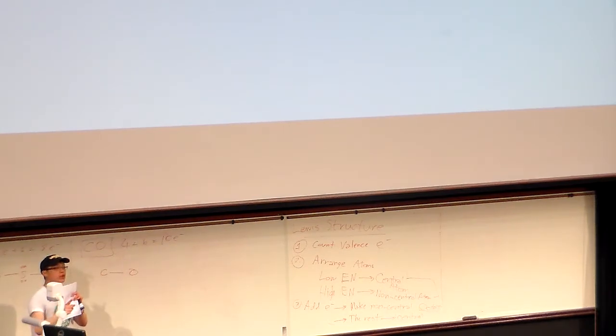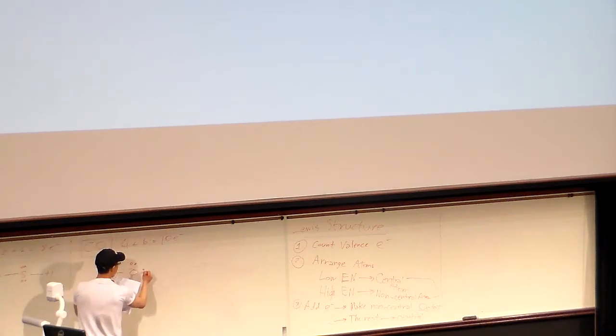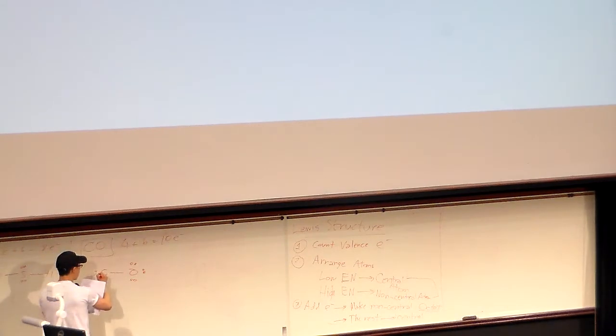Now, we're going to make the non-central octet first. We know oxygen has higher electronegativity. So make oxygen octet. 1, 2, 3, 4, 5, 6, 7, 8. Right? So we have 8 total. How many do we have left? 2. We add 2 on the carbon. Right? We add on the carbon.